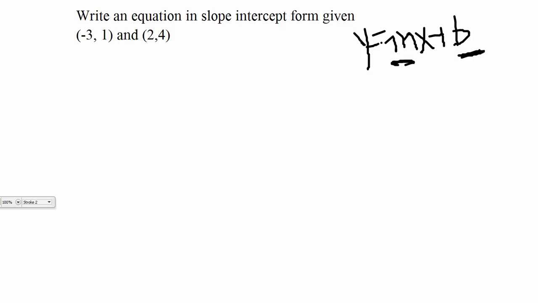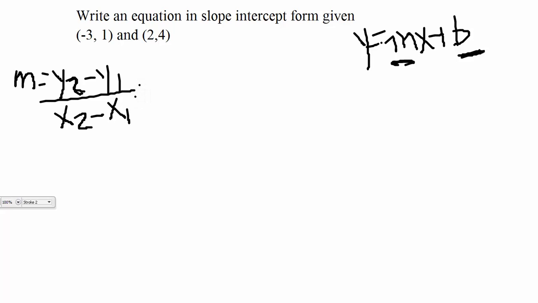The easiest thing to go with first is actually to find the slope in this one here. We are given 2 points, and we can find the slope when we have 2 points by plugging it into the slope formula, which says m equals y2 minus y1 over x2 minus x1. So I'm just going to take this point here, and I'm going to say that -3 is x1, and that 1 is y1. And the point 2, 4 is going to then be x2, y2.